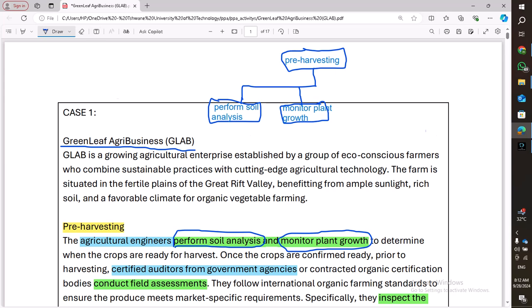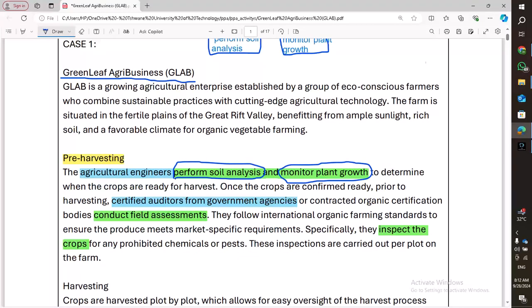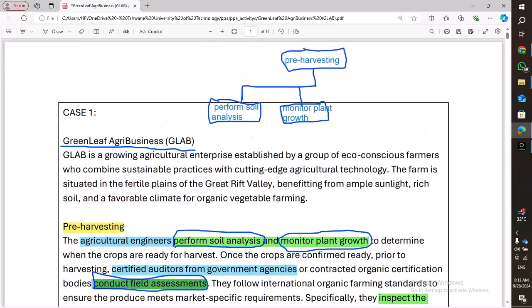What next? To determine when the crops are ready to harvest. Once the crops are confirmed ready to be harvested, there is a person who conducts the field assessment. The certified body conducts the assessment. So this is the thing that I'm looking for. And then they conduct the field assessment.